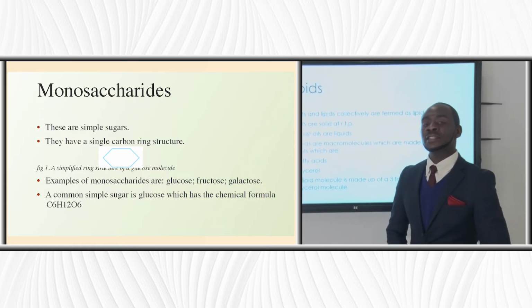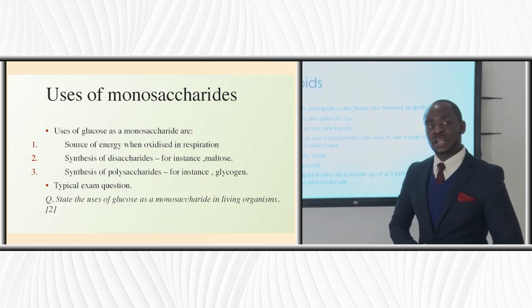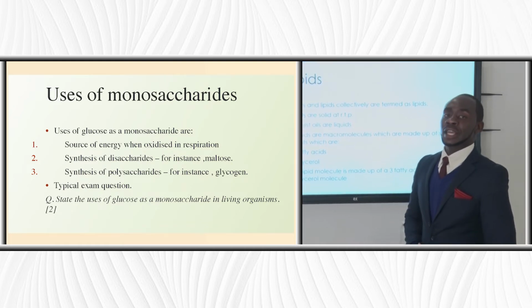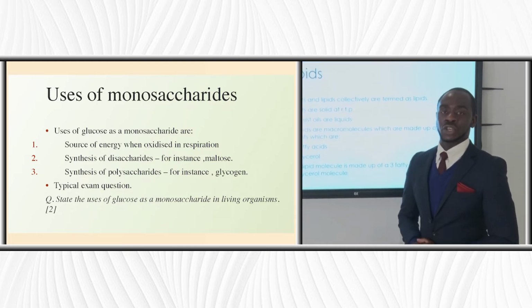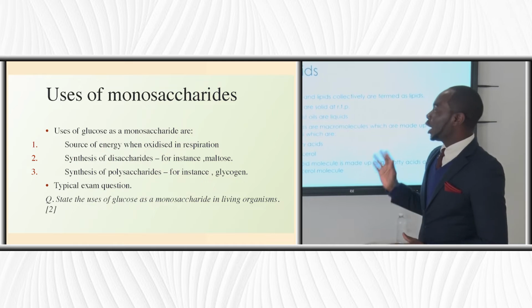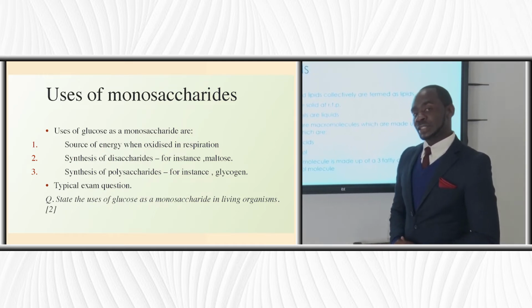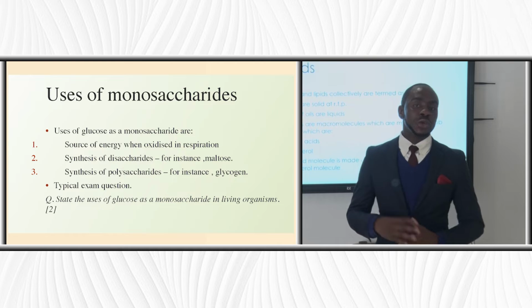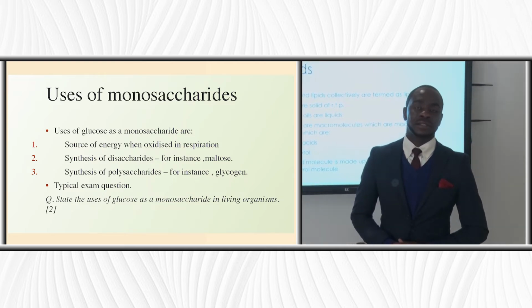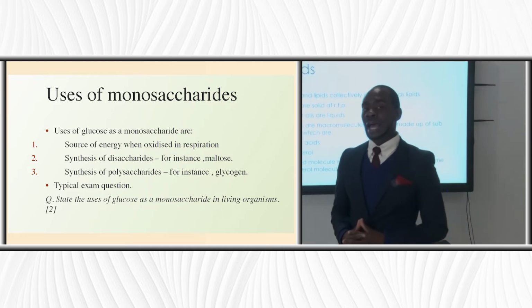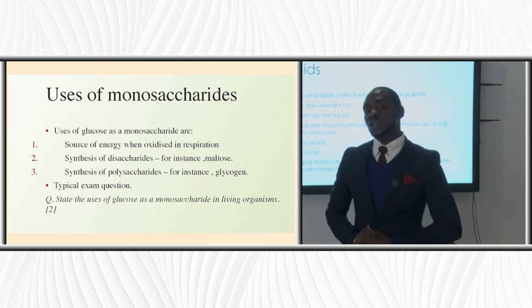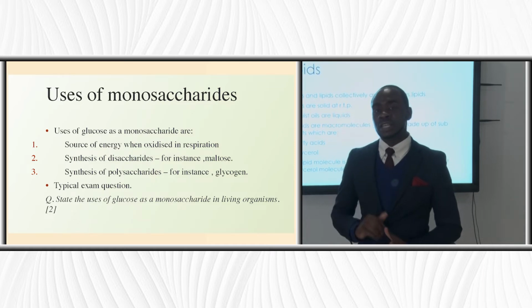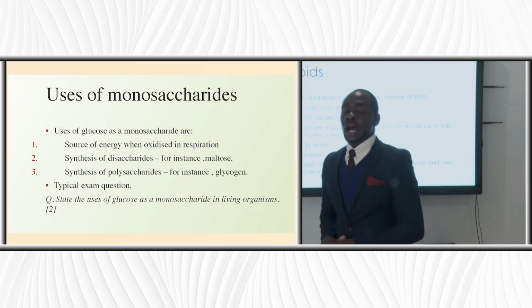And we said that the monosaccharides, their function in living organisms: one, they are a source of energy. They are used as a respiratory substrate. Two, we also looked at that monosaccharides are used to make disaccharides. Three, we also looked at that monosaccharides are used to make polysaccharides such as glycogen.